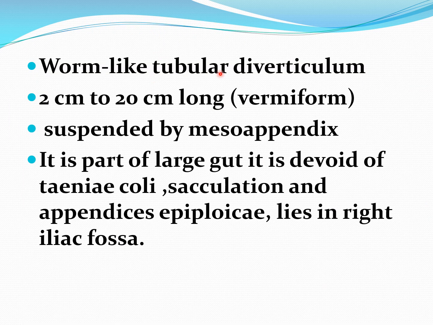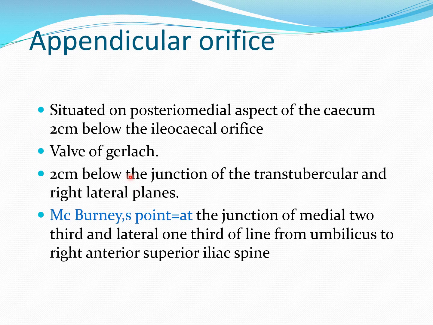It is a blind tubular diverticulum, 2 cm to 20 cm long. It looks like a worm, so it is given the name vermiform appendix. It is suspended by the mesoappendix. It is part of the large gut. It is devoid of taenia coli, sacculations and appendices epiploicae. It lies in the right iliac fossa. So these are the position and features of the appendix.